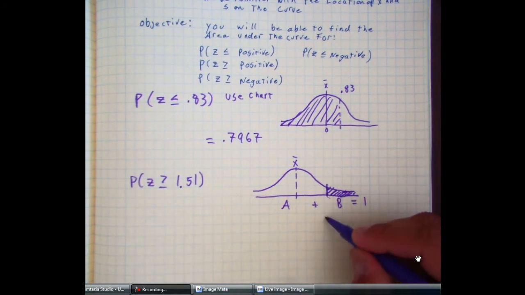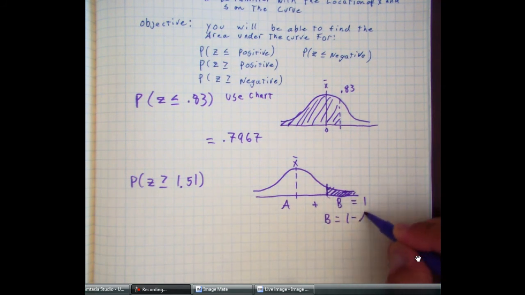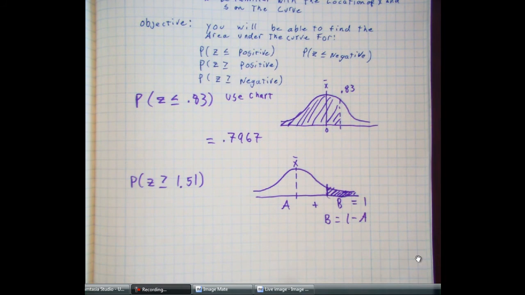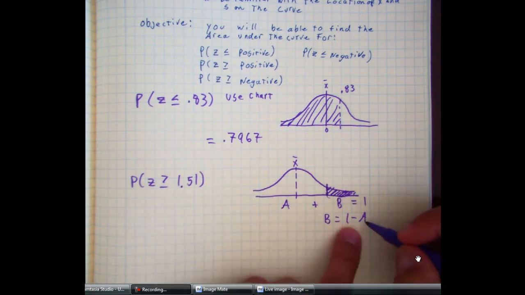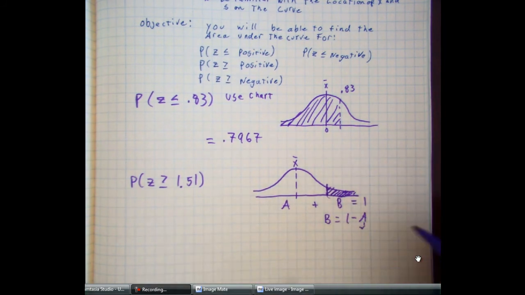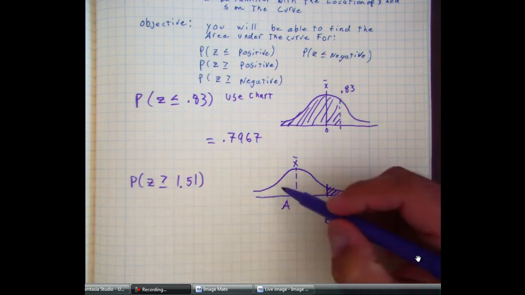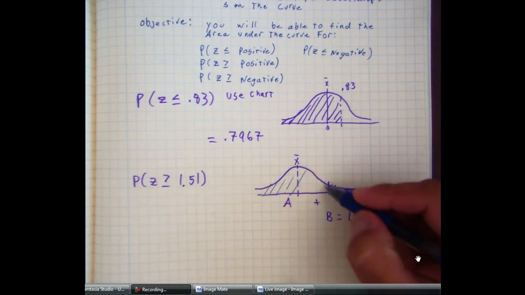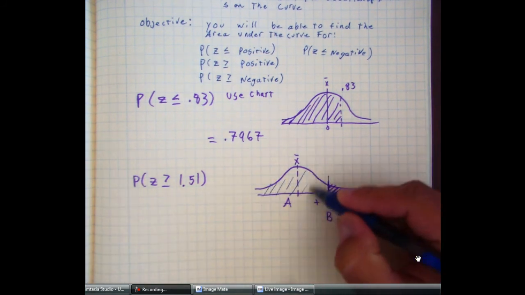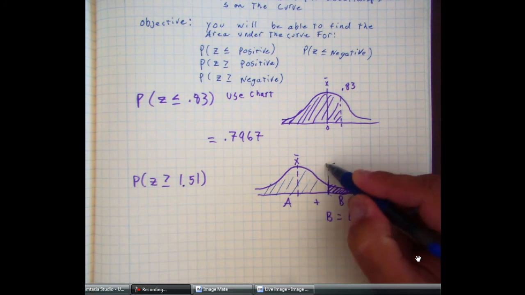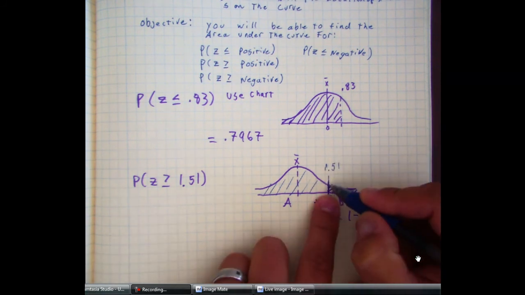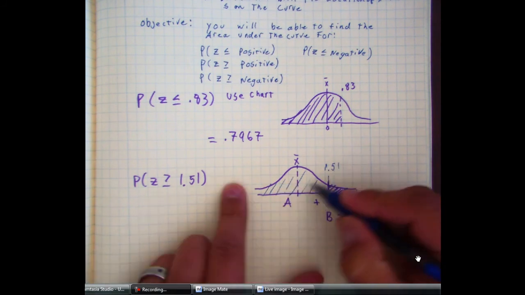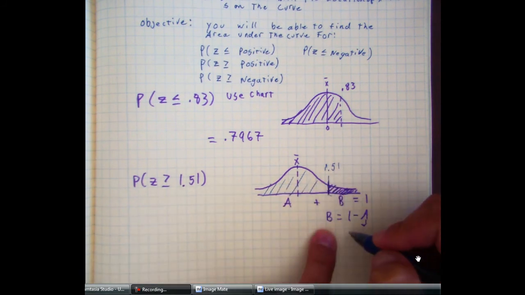So if I just subtract A from both sides, I get 1 minus A. That will give me B. Okay? So the other question you may have is, is A findable? Will we be able to find A? Well, if we look at what A is, the area that is less than a certain value, and that value is 1.51. So if we could find the area less than 1.51, we can also find B.